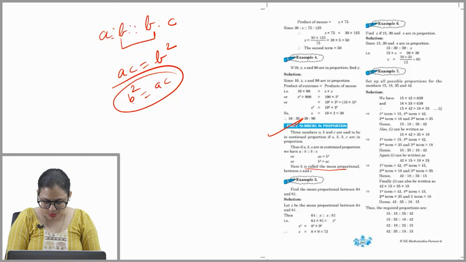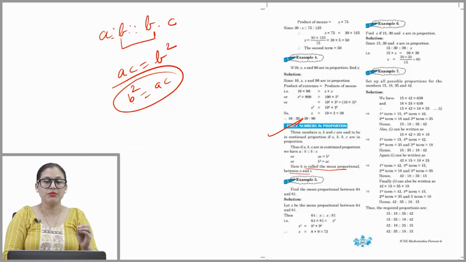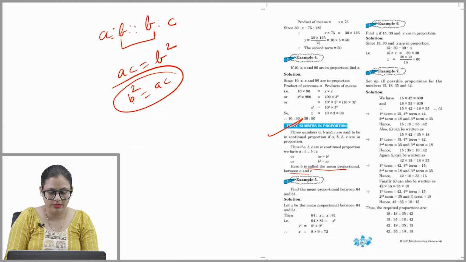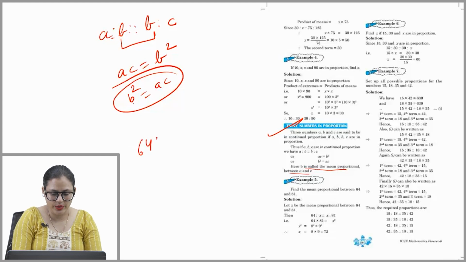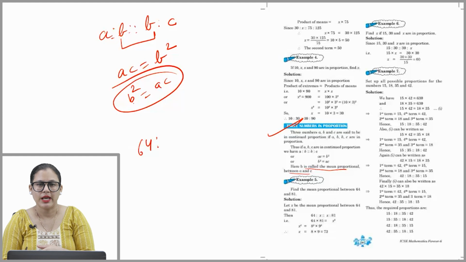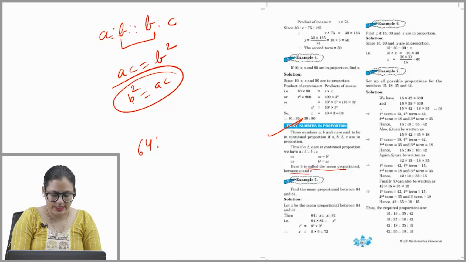B is the mean proportion. Let's do an example. Find the mean proportion between 64 and 81. So we can write it as 64, we don't know what the mean proportion is, so we will let any variable like x, y, z. So let x be the mean proportion. So 64 is to x, x is to 81.